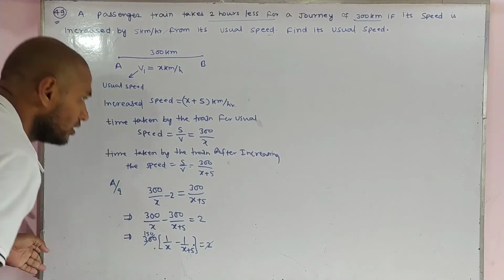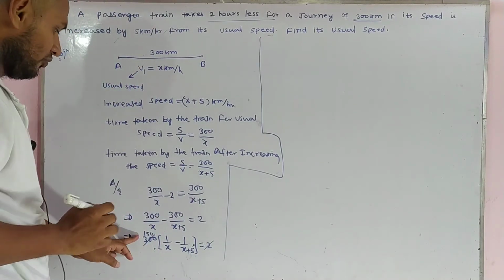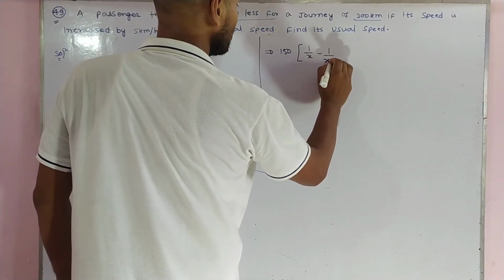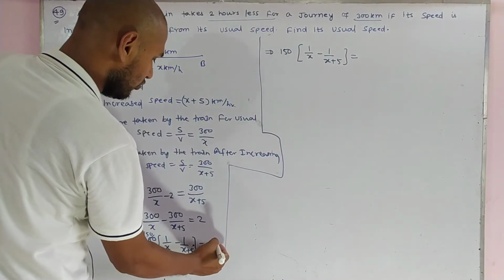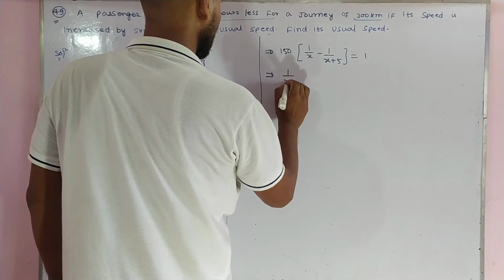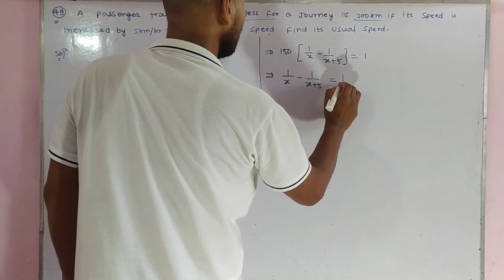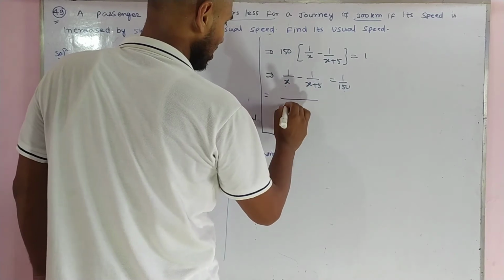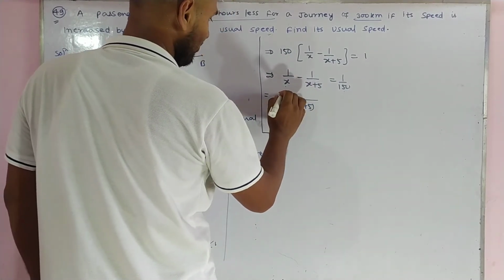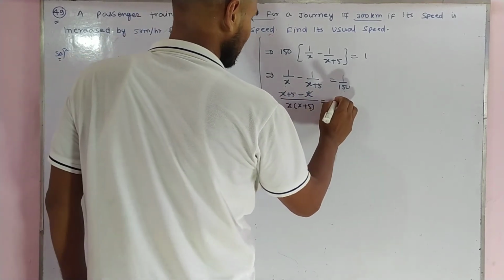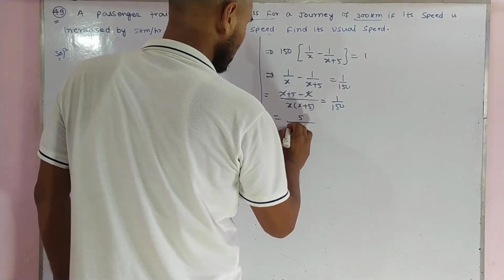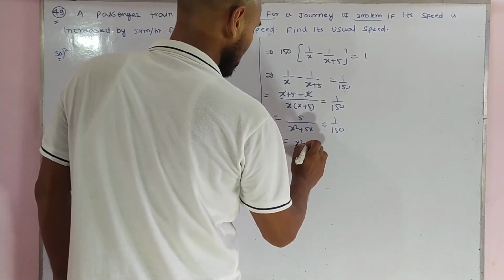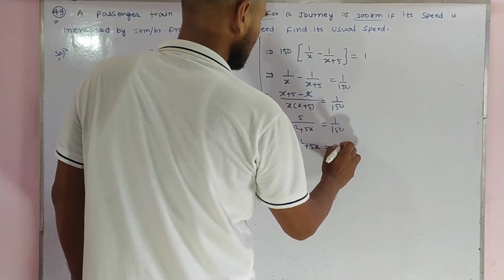The 2 cancels out and it becomes 150. So 150 times (1 upon x minus 1 upon x plus 5) equals 1, that is 1 upon x minus 1 upon x plus 5 equals 1 upon 150. Taking the LCM of x and x plus 5, we get x times (x plus 5), and x plus 5 minus x, the x cancels out, so it becomes 5 upon x square plus 5x, equal to 1 upon 150, and this implies x square plus 5x equals 750.